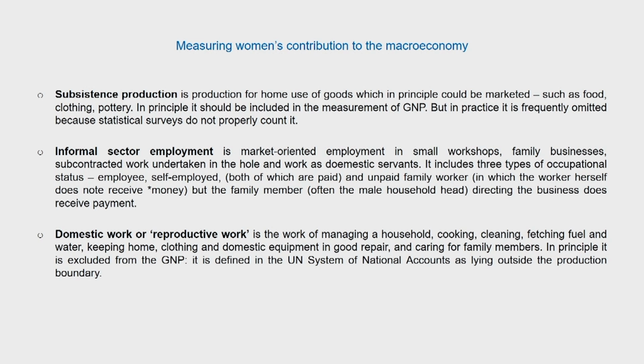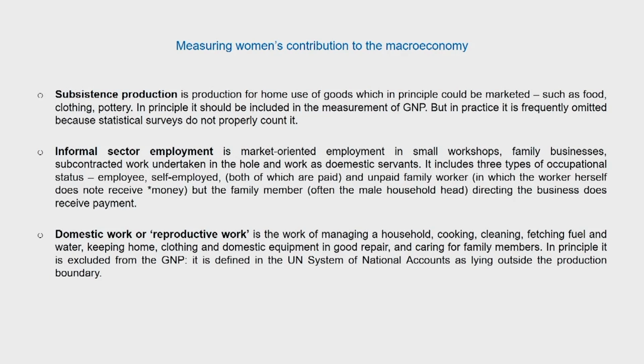And who are the ones who are largely employed in the subsistence economy? It is the women of the households or the marginalized members of the household who are employed in subsistence production. Informal sector employment is market oriented employment in small workshops, family businesses, subcontracted work undertaken in homes and work as domestic servants. It includes various types of occupational status as employee, self-employed and unpaid family worker. But the family member who is directing the business, and who is often the male household head, does receive a payment. But those who are unpaid family workers are generally the women within the households.